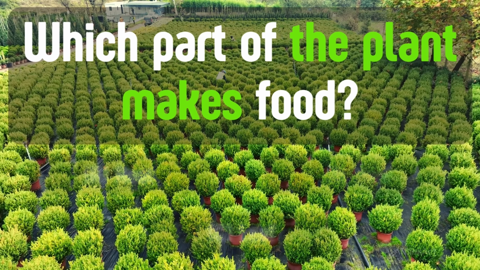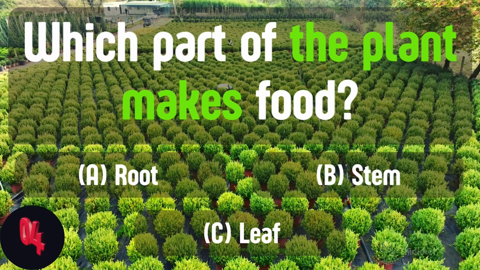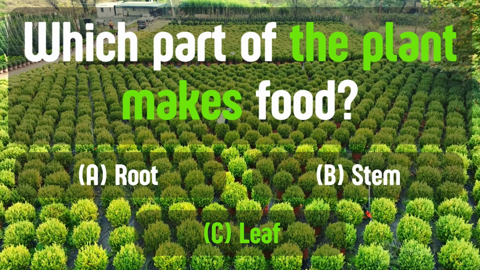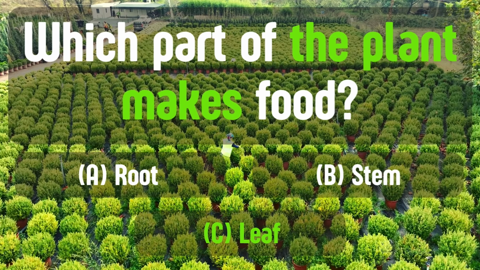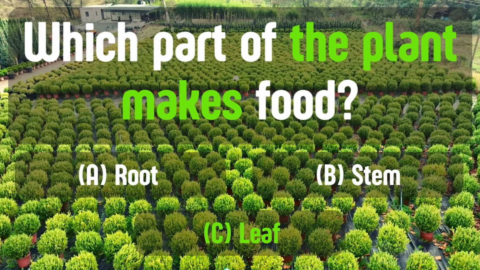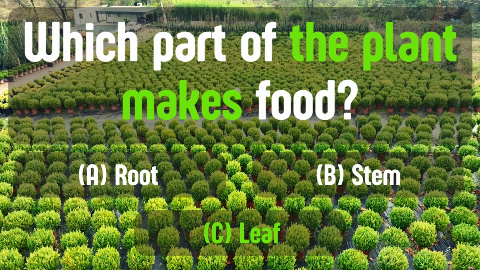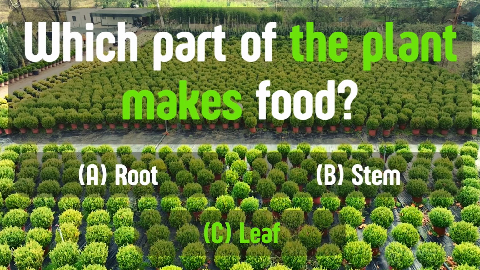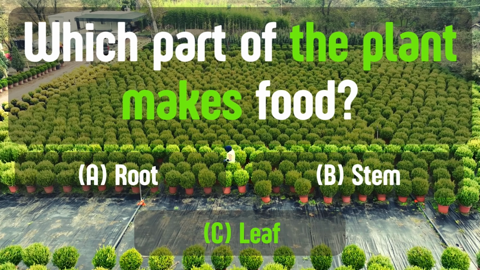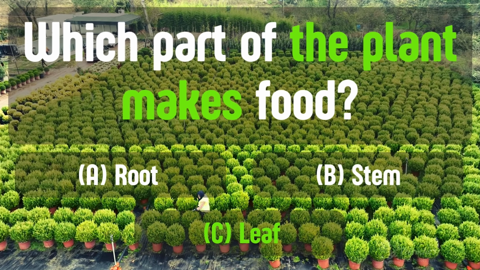Which part of the plant makes food? The answer is option C, leaf. The leaves prepare food for the plants, using water and carbon dioxide in the presence of sunlight and chlorophyll. This process is called photosynthesis. The prepared food is in the form of glucose.